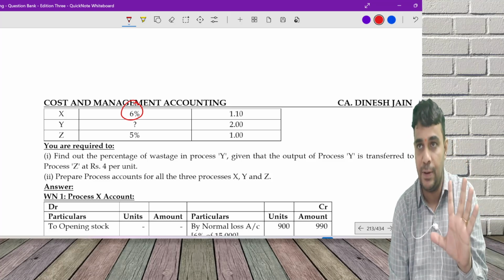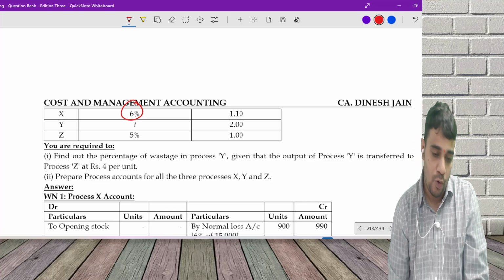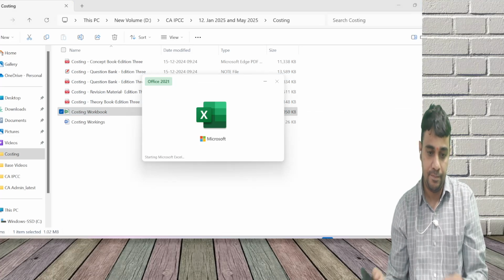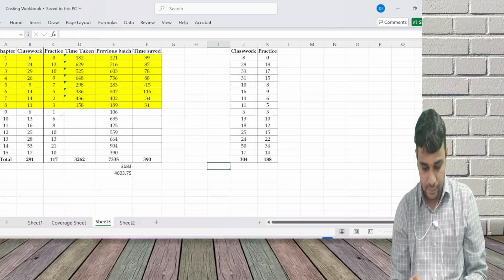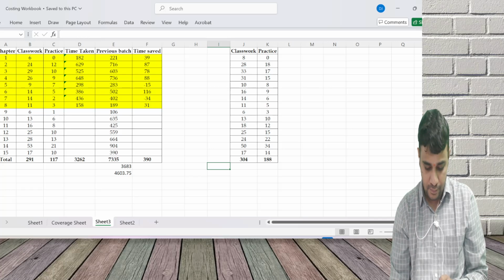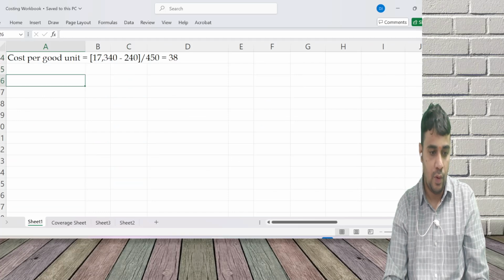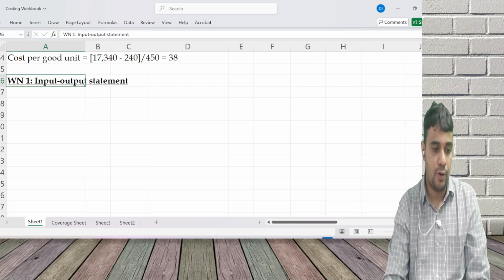Process 1 will be very simple. Process 2, you will get stuck. What do we do when we get stuck? We'll see. Open the input output statement. Working note 1, input output statement.